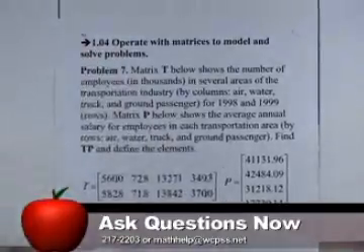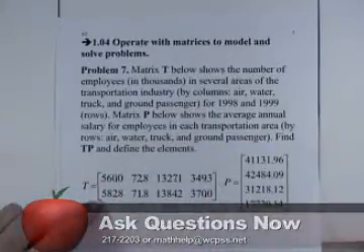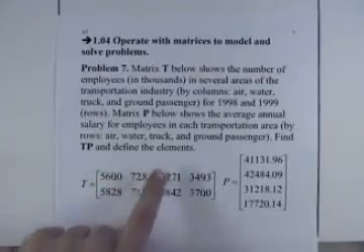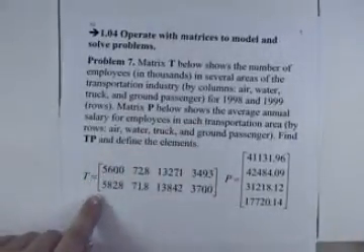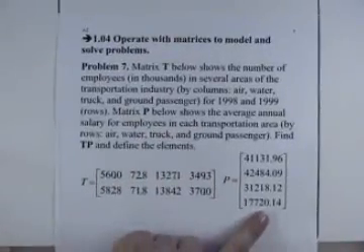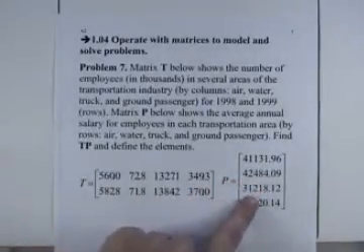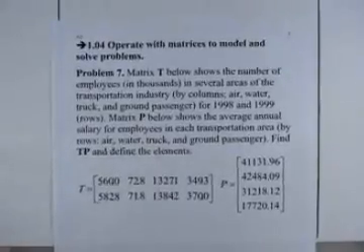Problem 7. Matrix T below shows the number of employees in thousands in several areas of the transportation industry by columns, air, water, truck, and ground, for 1998 and 1999. Matrix P shows the average annual salary for the employees in each transportation area by rows, air, water, truck, and ground. Find TP, meaning T times P, and define the elements.